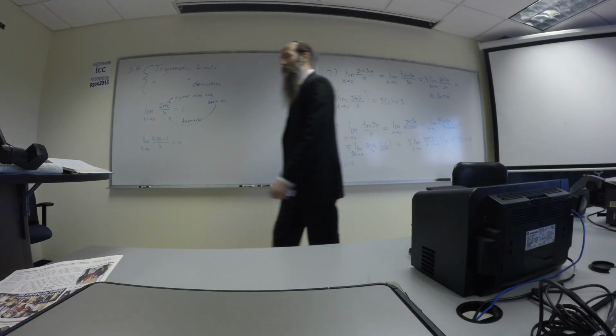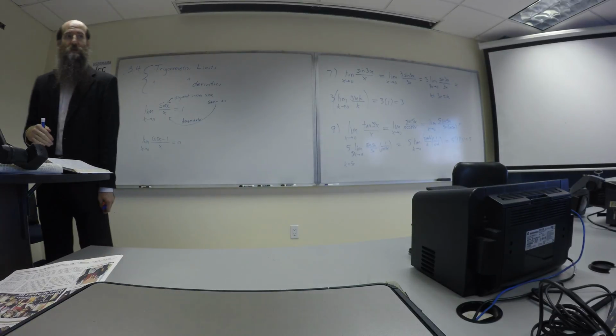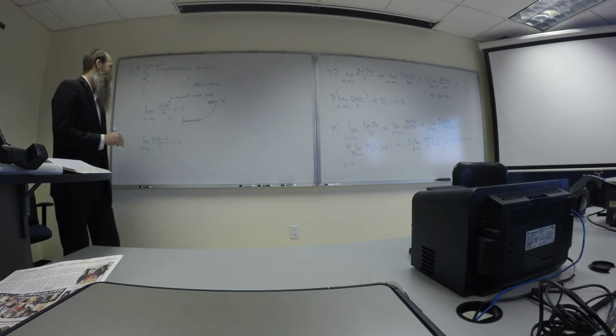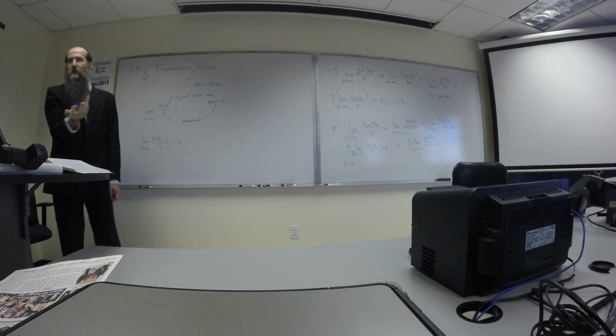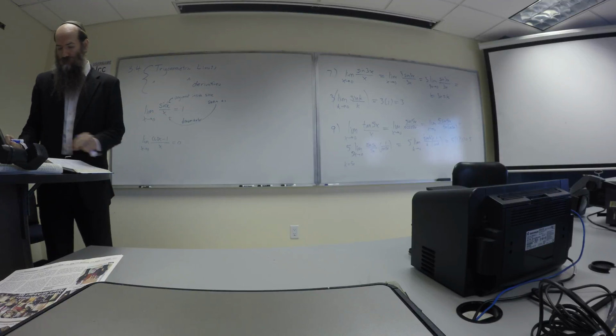So that's how you usually deal with the tan. Change the tan into sine on cos. The sine will conform to this setup. You will use this limit. And the cos will cause no problem whatsoever. Just run a regular limit on it.